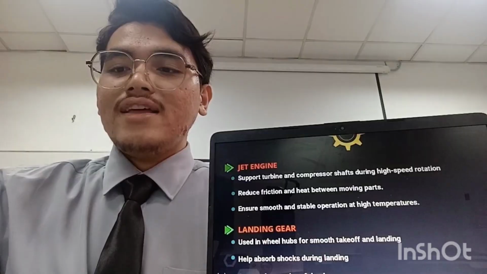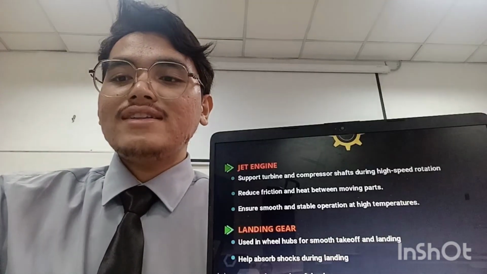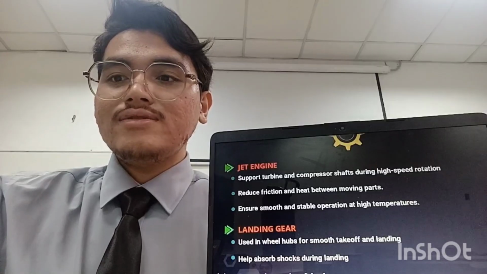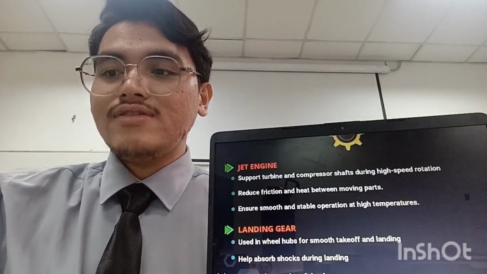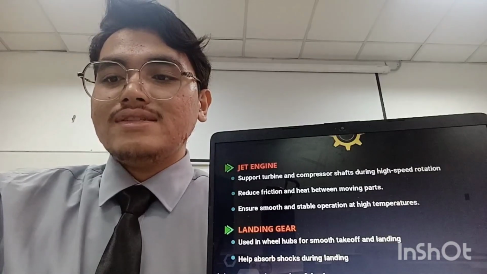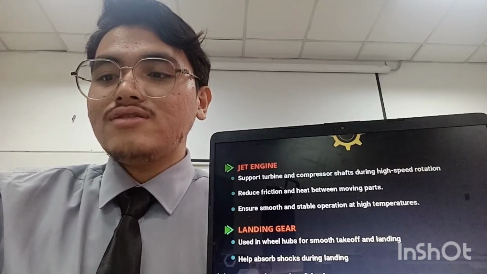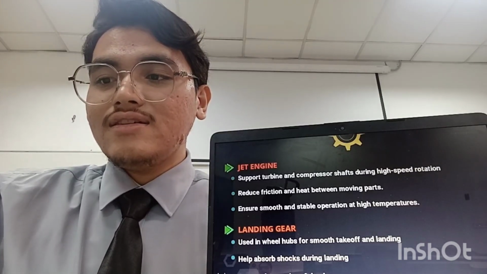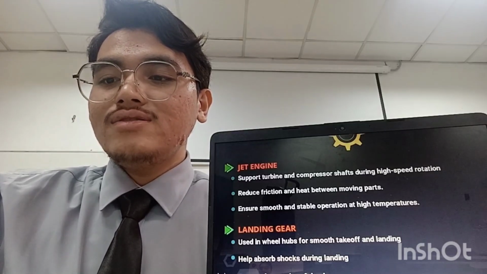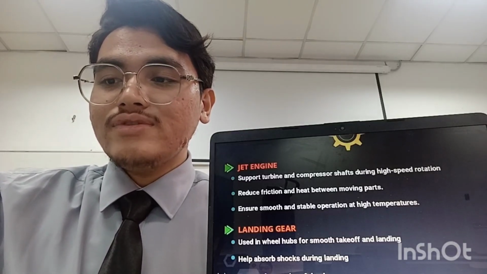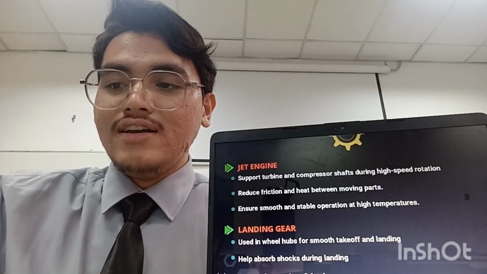There are many bearing applications in this world nowadays, but some of them: bearings are used in jet engines to support turbine and compressor shafts during high speed rotation. Besides, they reduce friction and heat between moving parts, and ensure smooth and stable operation at high temperatures. Besides, landing gear uses bearings in the wheel hub for smooth takeoff and landing, helps absorb shock during landing, and supports heavy aircraft loads.